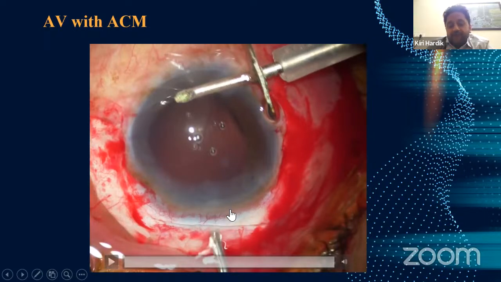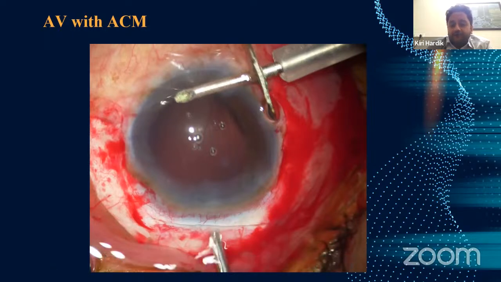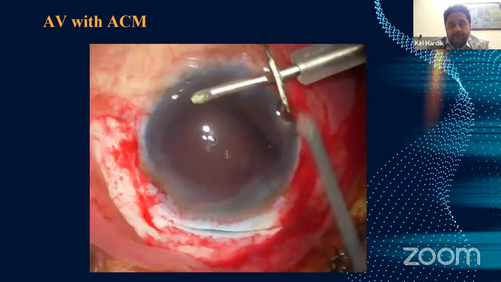Just one thing which can be done here was to make a side port and to introduce the vitrector from the side port, which will allow you better stability of the anterior chamber. But this is also a method where the surgeon has approached through the scleral tunnel.